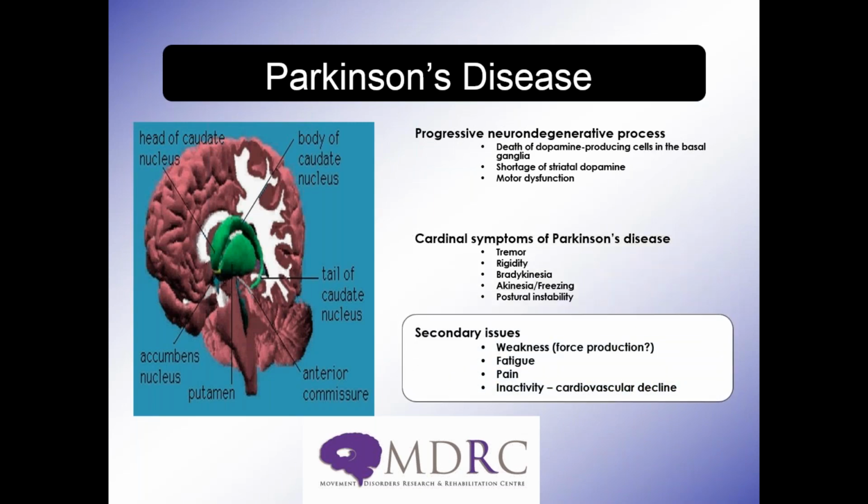In addition to these cardinal symptoms of Parkinson's, we do have secondary issues that we always try and consider. Sometimes when people are walking slower or having difficulty standing up out of a chair or using their hands, potentially looking like they're more fragile, we might relate that to weakness or a force production issue. Maybe they're not using their arms or legs as forcefully as they normally would. We also think about things like fatigue, pain, and the potential for inactivity leading to cardiovascular decline. We'll talk about some of these non-motor symptoms in a moment.